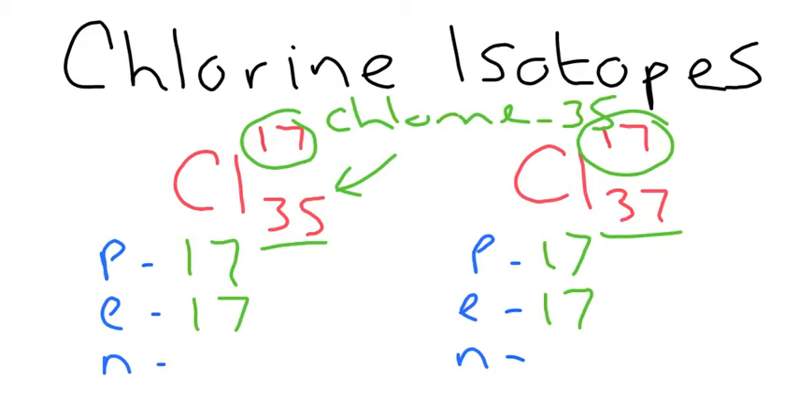So remember how we calculate. We take the mass number, 35, and we subtract the atomic number of 17. So in the case of chlorine 35, there are 18 neutrons. In the case of chlorine 37, however, because we have a mass number of 37, so 37 particles inside the nucleus of a chlorine atom, and 17 of those are protons, we actually have 20 neutrons.